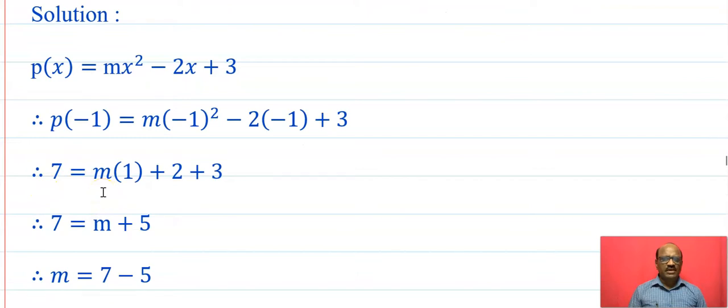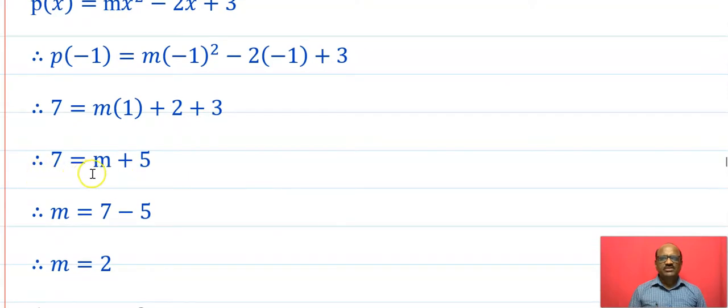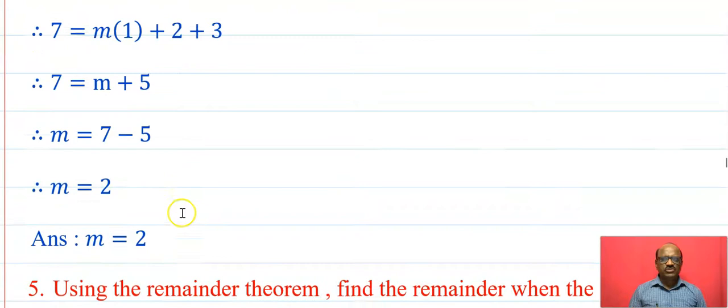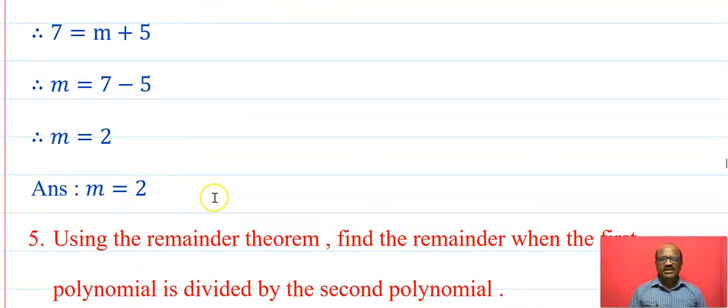Minus 1 square is 1. M into 1 is m, minus 2 into minus 1, that you will get 2, plus 3. 2 plus 3 is 5. That is, 7 is equal to m plus 5. Therefore m is equal to 7 minus 5. M is equal to 2. The value of m is 2.